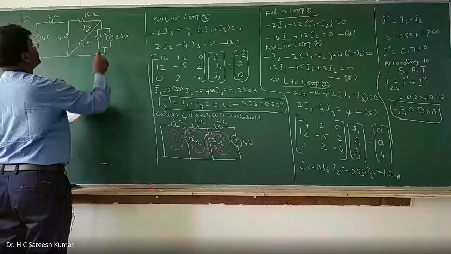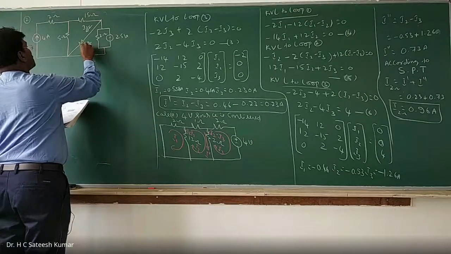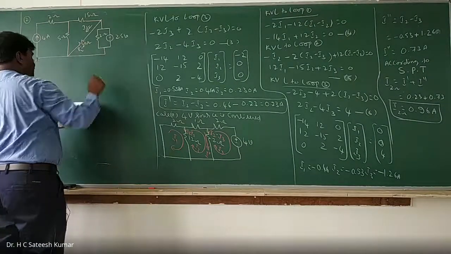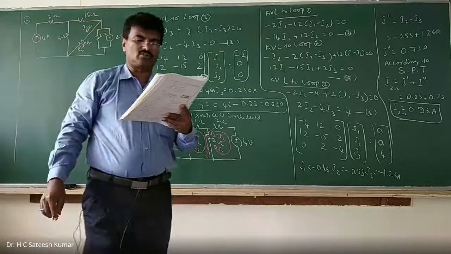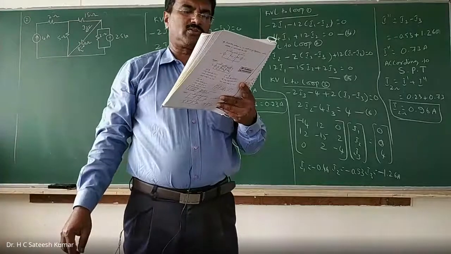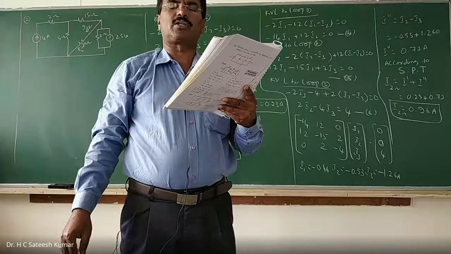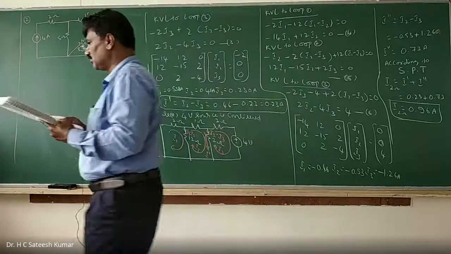So this is 2 ohms. So this is 20 ohms. RL is equal to 20 ohms. The question is like this. Using superposition theorem, find the current through RL equal to 20 ohms for the circuit shown in figure. So how to do this problem?